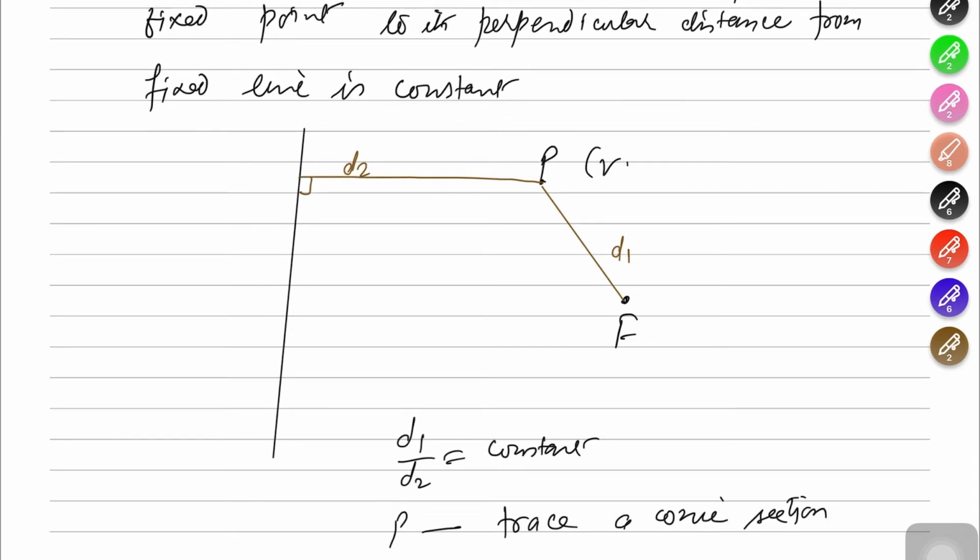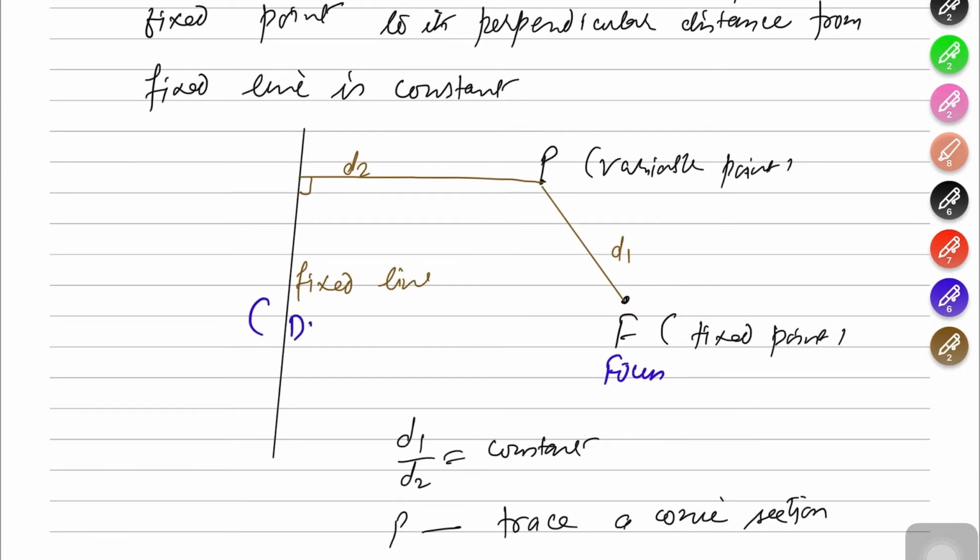Obviously P is a variable point. It is moving, and it is the variable point which will trace the conic section. F is a fixed point, that is called the focus. Fixed point means it is not moving, and this is a fixed line, which is called the directrix.